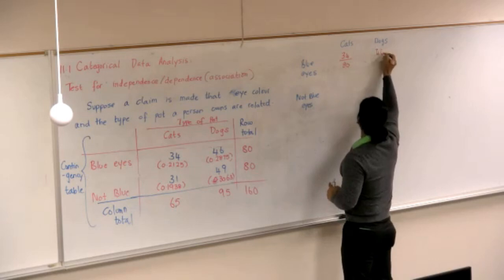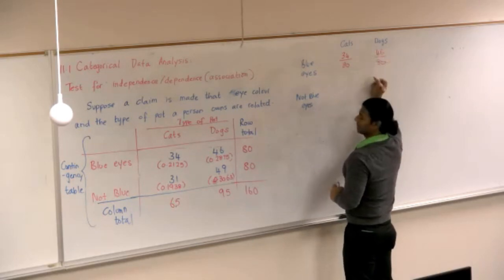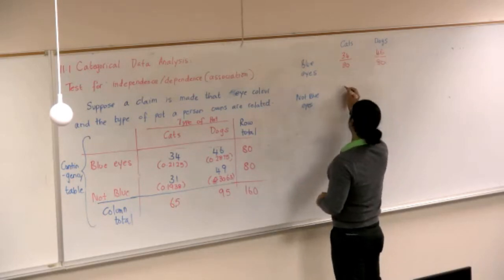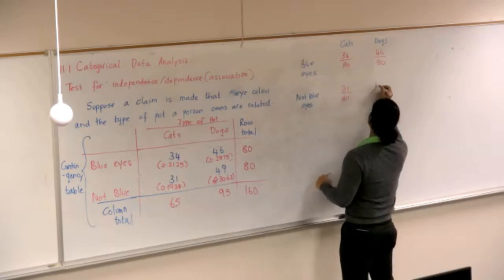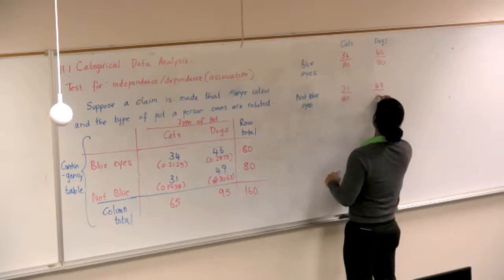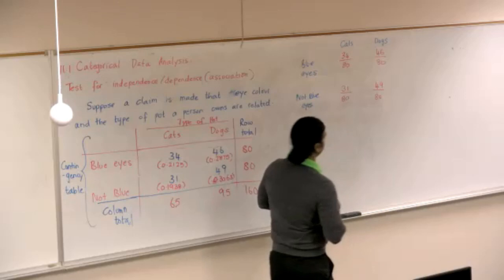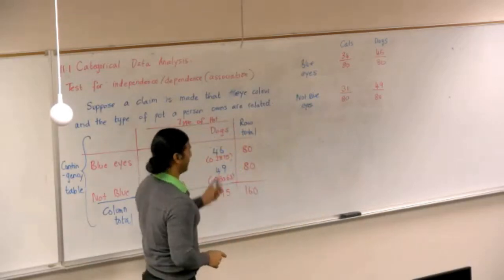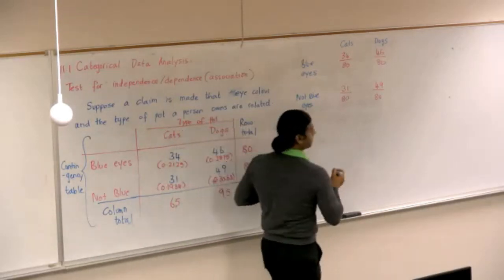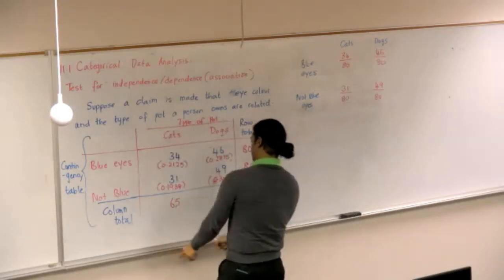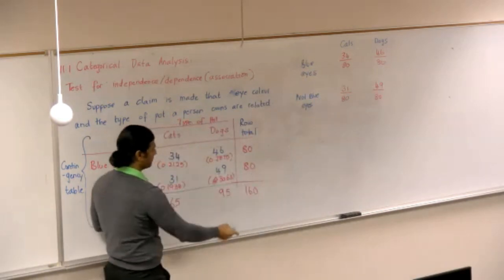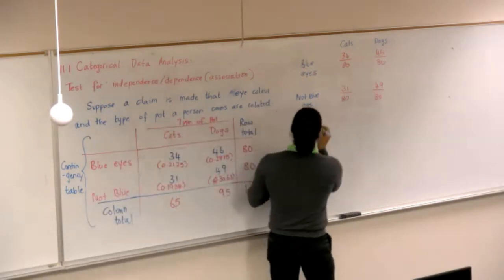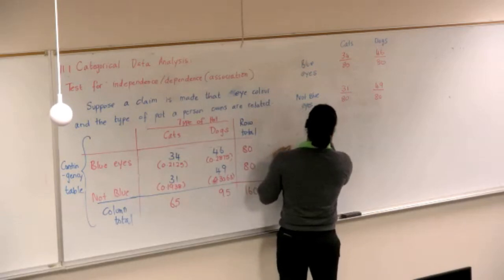46 divided by 80. 31 divided by 80. And 49 divided by 80. Conditional probability. The other one was marginal. The other example, joint probabilities, the one I had earlier, marginal probabilities. This would be the table of conditional probabilities.